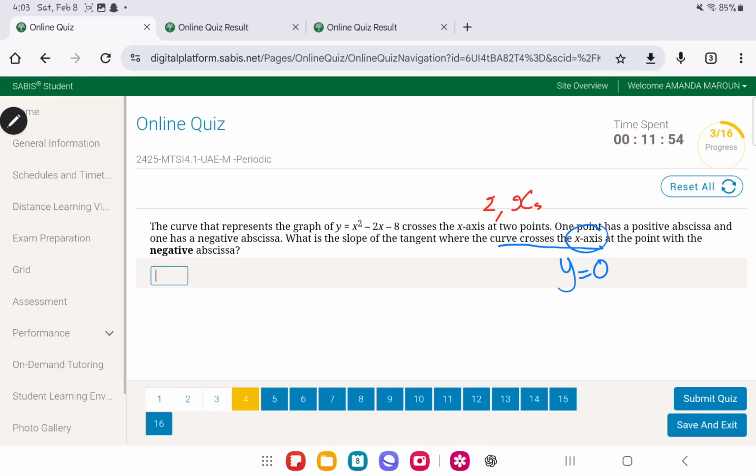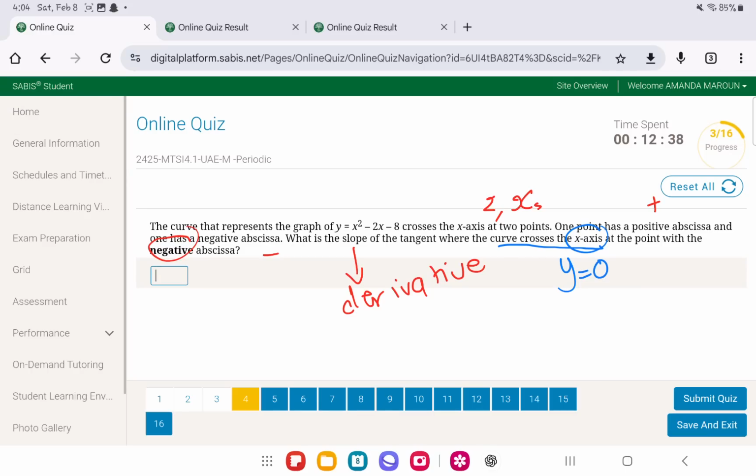One point has a positive abscissa, the other has a negative abscissa. They said, what's the slope? Again, to find the slope, we have to find the derivative at the negative abscissa. Before we find the derivative, of course you can find the derivative first, but in my opinion, what we should do is find the points.